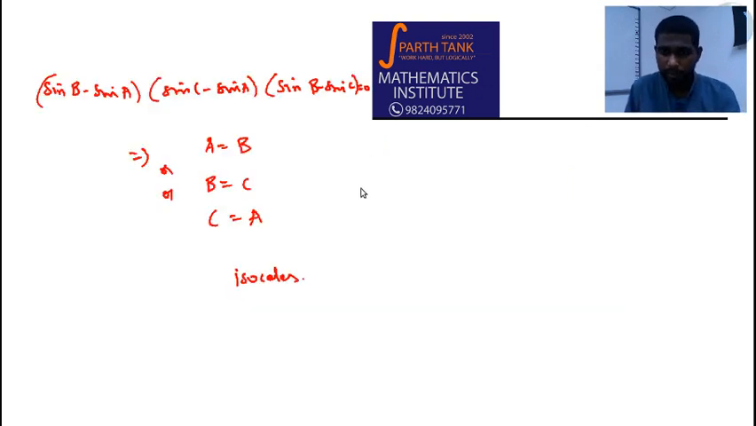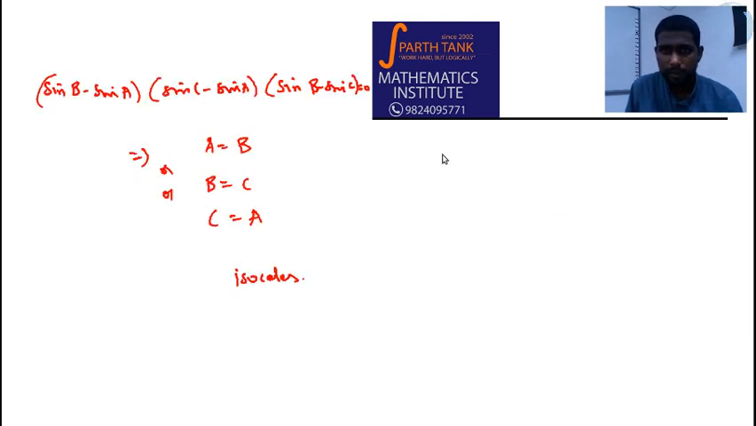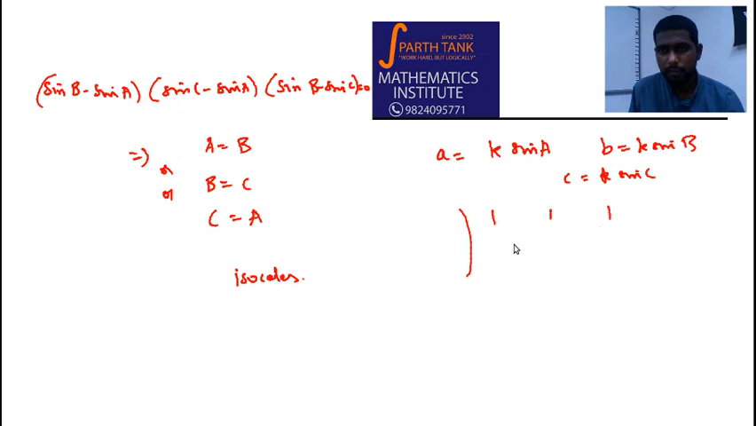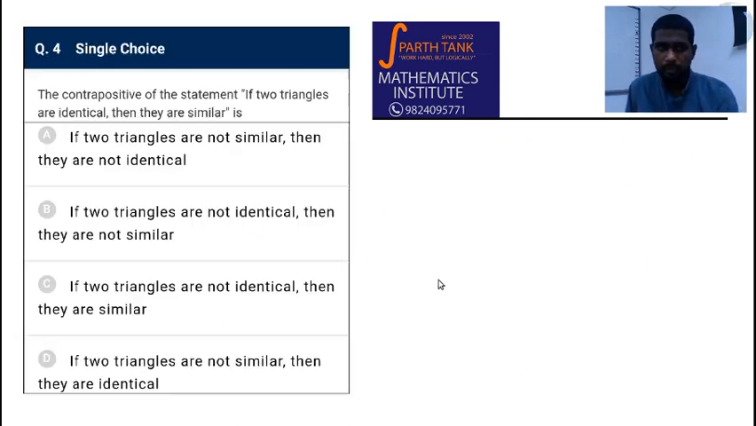Alright. Another way is also to look at this, and you know the sides are proportional to the sine of the angle, right? So I can say a is equal to some constant into sin A, b is some constant into sin B, and c is some constant into sin C. So you can convert that whole matrix into a, b, c, a squared, b squared, c squared, in terms of sides, and this also is nothing but a minus b, b minus c, c minus a, which implies that any two sides are equal and the triangle is isosceles. This is another way.